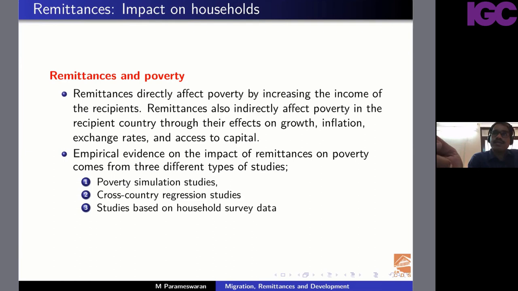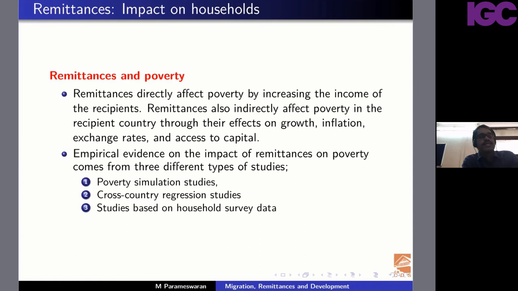What would have been the impact on poverty if the remittances were zero? So that is the way they do it. Then there are cross-country regression studies. These are regression studies using cross-country data where some measure of poverty is the dependent variable, and the explanatory variables include many things, including some measure of remittances. Then there is a third set of studies which examines the impact of remittances on poverty using household survey data. We will first discuss what these three sets of studies are saying.